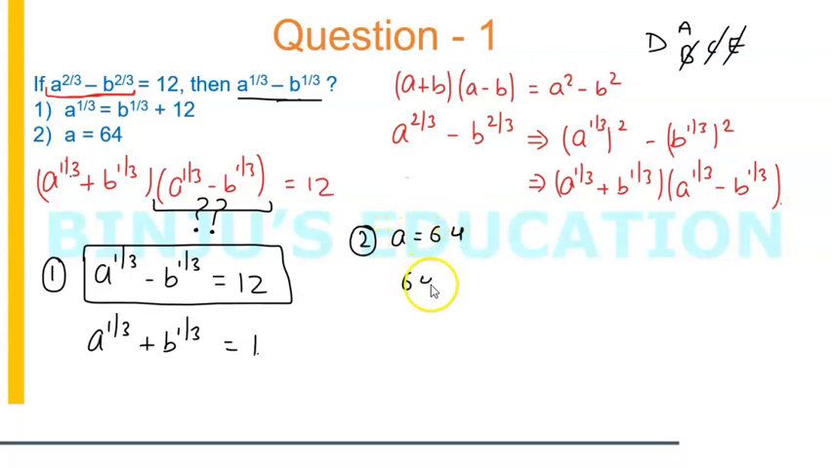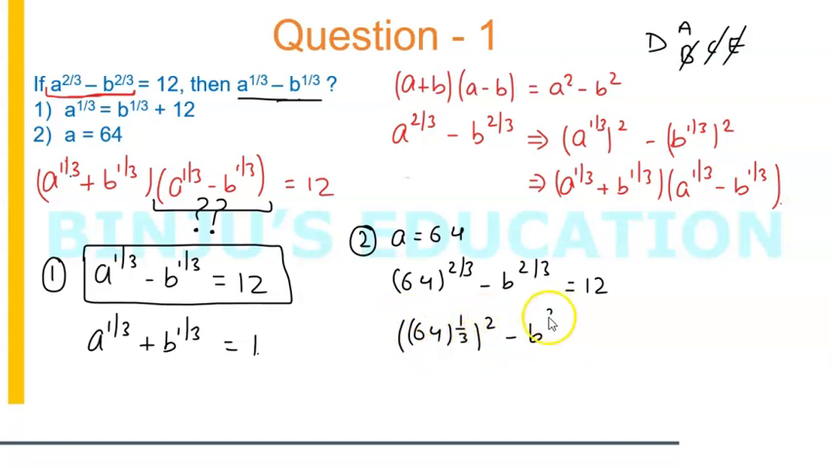So 64 to the power 2 by 3 minus b to the power 2 by 3 is equal to 12. Now we can rewrite this as 64 to the power 1 by 3 whole square minus b to the power 2 by 3 is equal to 12. Now what is the cube root of 64? That's simply 4, which means this will become 4 square minus b to the power 2 by 3 is 12.